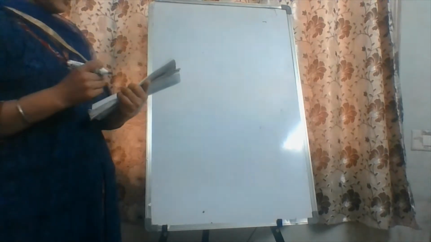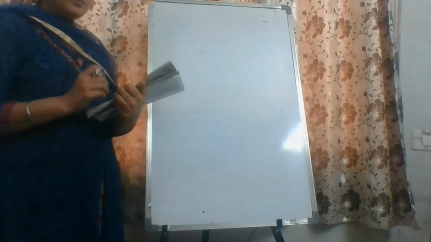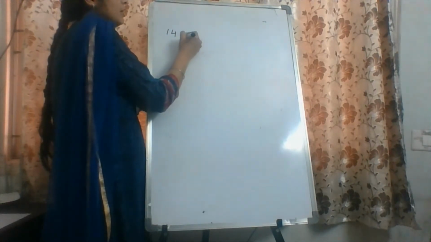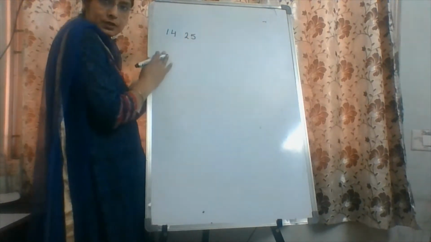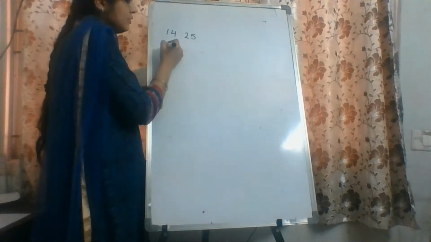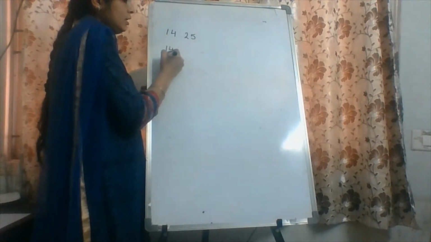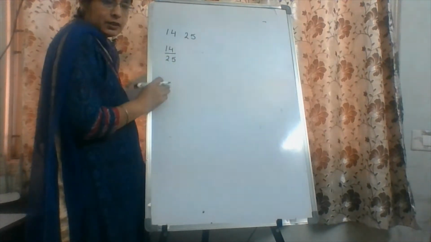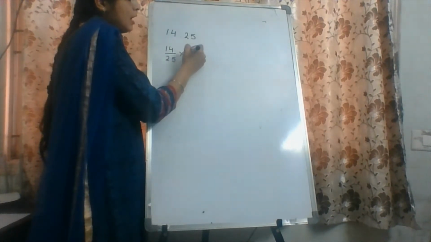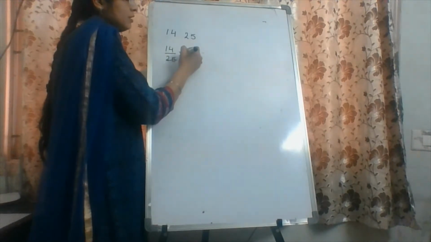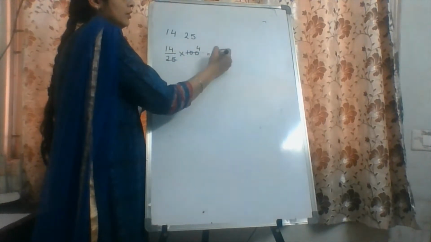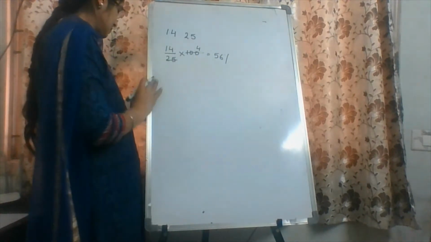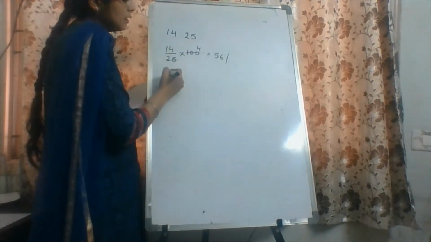Now, let us convert ratio into percentage. 14 is to 25. To convert a ratio into percentage, first write it as a fraction, 14 upon 25. I'm converting into percentage, that means I should multiply it by 100. Now simplify it. 56% is the answer.